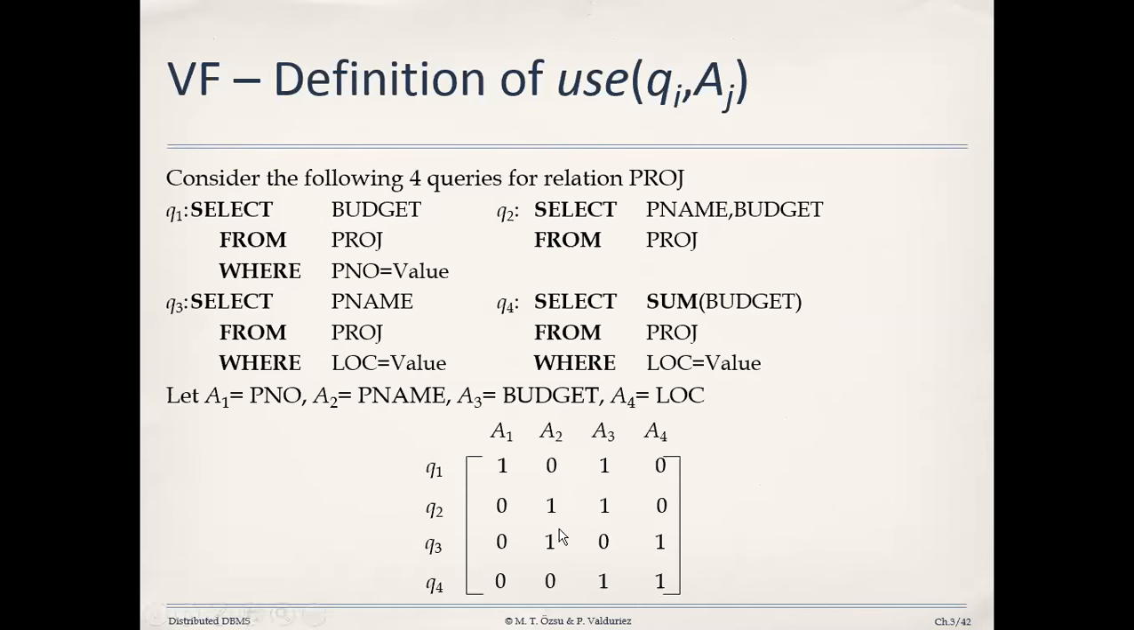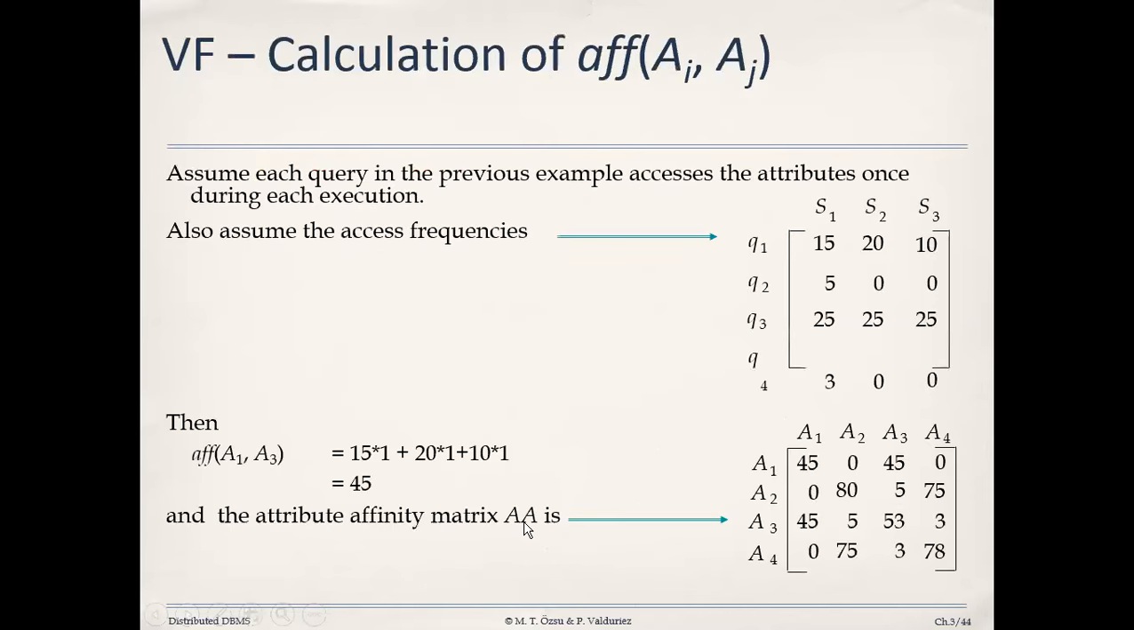A2 and A3, see, only in query 2 they appear together. So it means only query 2 is applied. 5 into 1 plus 0 into 1 plus 0 into 1, the value is 5.